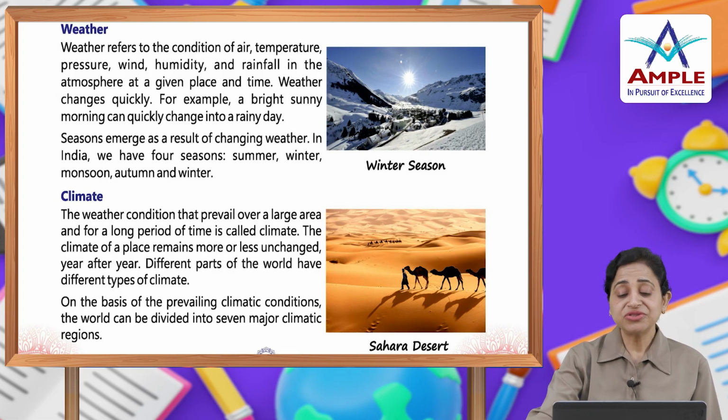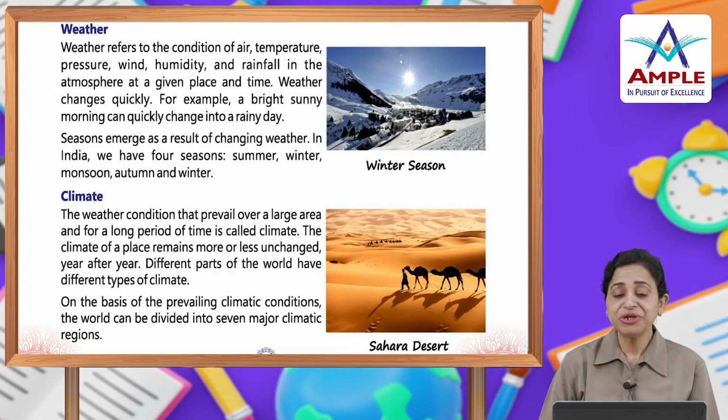Climate: the weather condition that prevails over a large area and for a long period of time is called climate. जब एक ही कंडीशन, वेदर कंडीशन बड़े लंबे समय तक चलती है तो उसे क्लाइमेट कहा जाता है. The climate of a place remains more or less unchanged year after year. Different parts of the world have different types of climate. On the basis of the prevailing climatic conditions, the world can be divided into 7 major climatic regions.